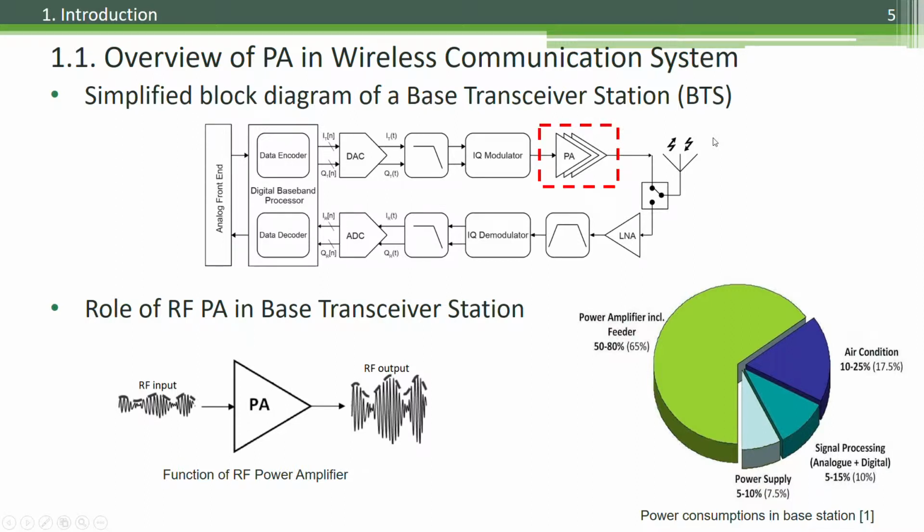So what is the role of the RF PA in base transceiver station? Power amplifier increases the power of the input RF signal to a significant power so that the RF receiver can receive this signal. As we can see in this figure, power amplifier is the most power hungry block in base transceiver station. So its efficiency determines the overall efficiency of the base transceiver station.